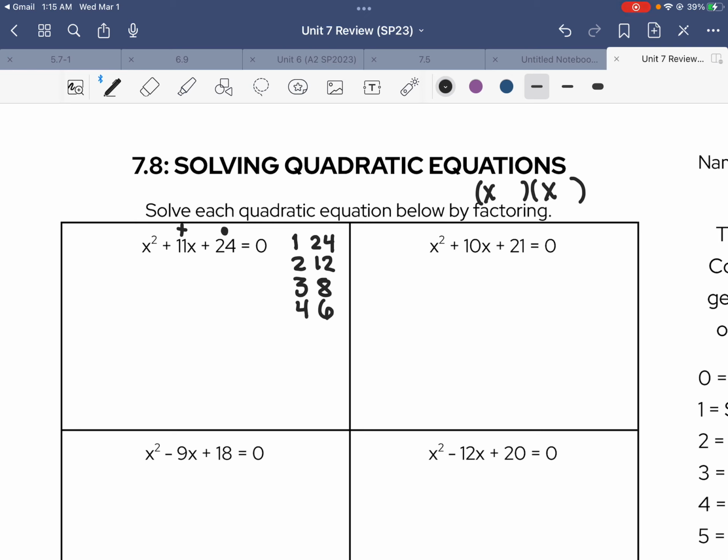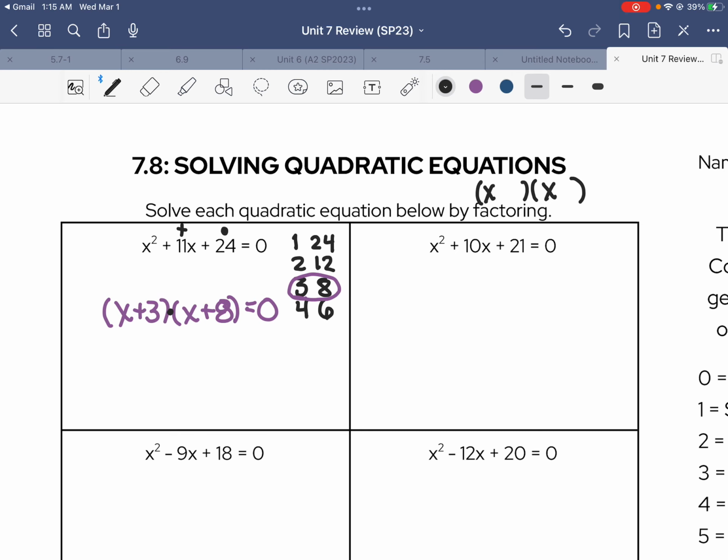Then I want to pick the two that add to 11 in the middle, which is going to be 3 plus 8 is 11. So my factors are x plus 3 and x plus 8. And then the whole thing still equals 0. The reason why factoring helps us is because these are technically getting multiplied.